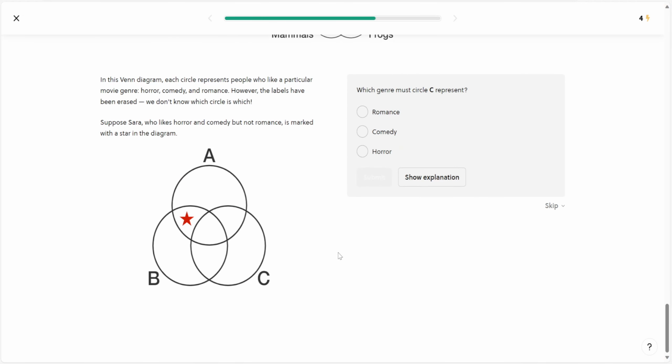In this Venn diagram, each circle represents people who like a particular movie genre: horror, comedy, or romance. However, the labels have been erased. We don't know which circle is which. Suppose Sarah, who likes horror and comedy but not romance, is marked with a star in the diagram. Which genre must circle C represent?